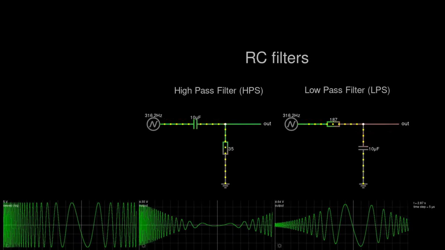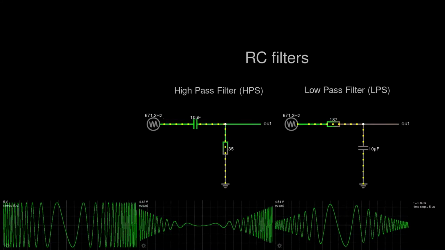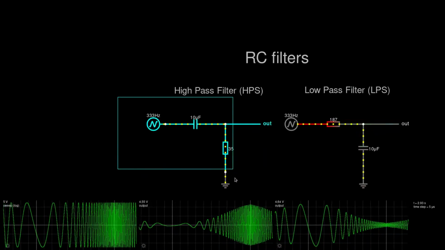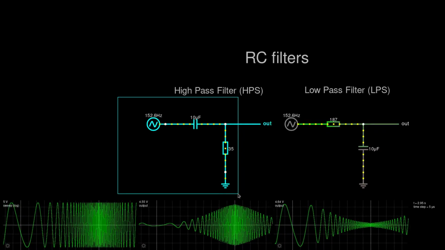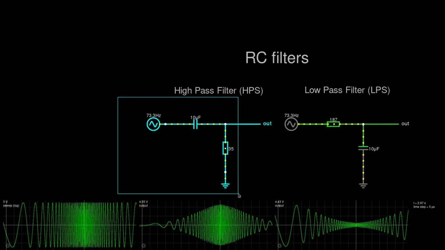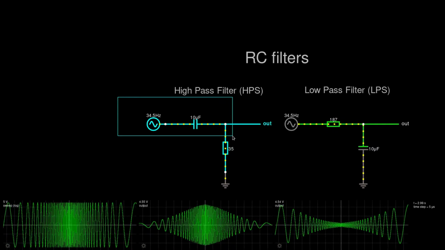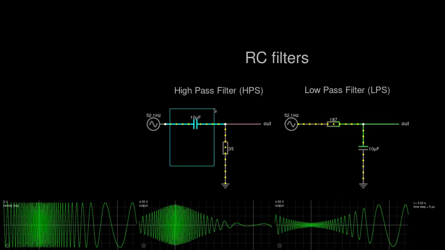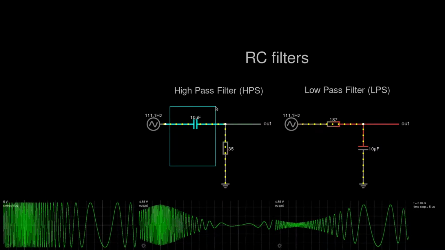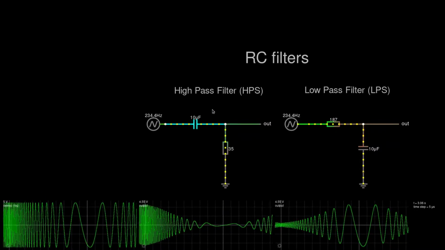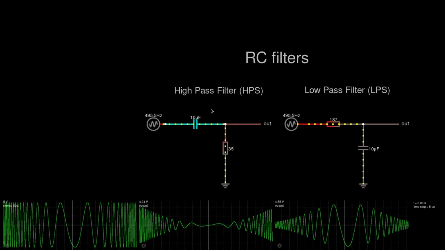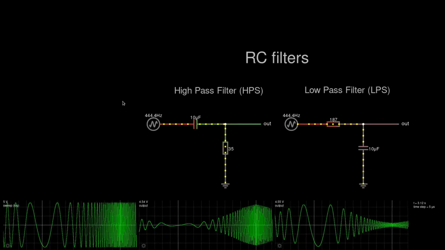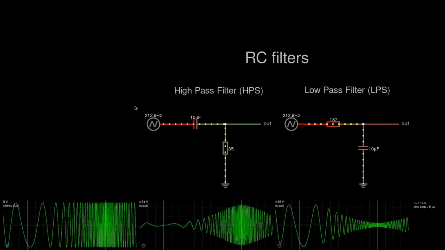So the RC filters, we can look at them as simple voltage dividers for AC current, and they are voltage dividers with a frequency controlled resistance. Both of the topics I've already covered in my previous videos. So let's look at them a bit closer.